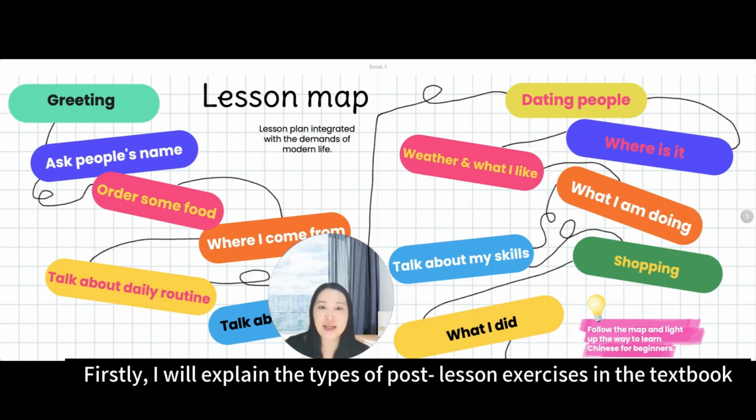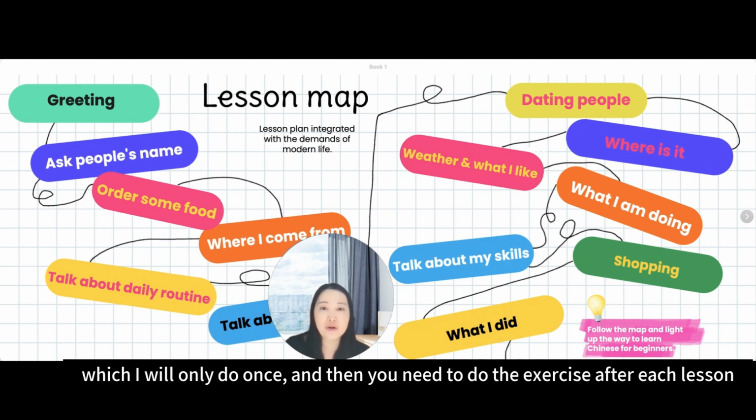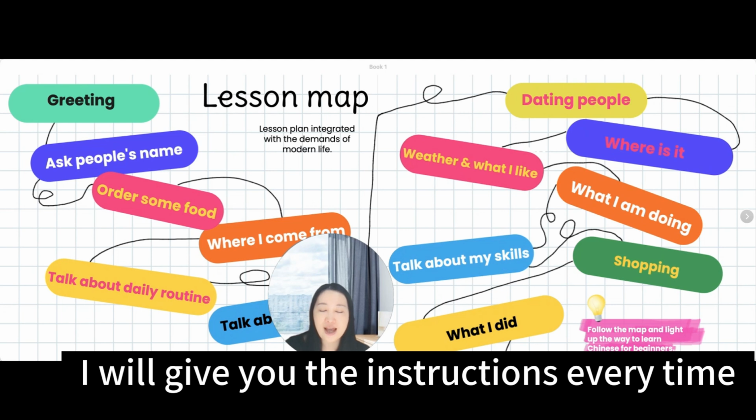Firstly, I will explain the types of post-lesson exercises in the textbook, which I will only do once. And then you need to do the exercises after each lesson. I will give you the instructions every time.